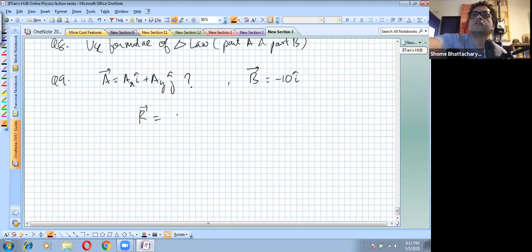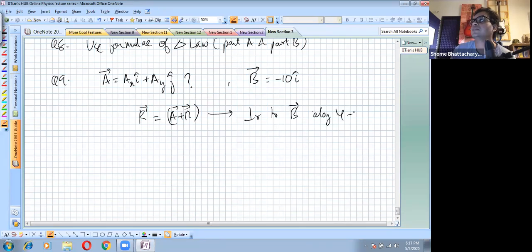Now you want the condition that the resultant, which is A plus B, should be perpendicular to B or along the y-axis. So once again, it is the same thing: when you express this in component form, this resultant's x component should become zero. So find the condition for that.